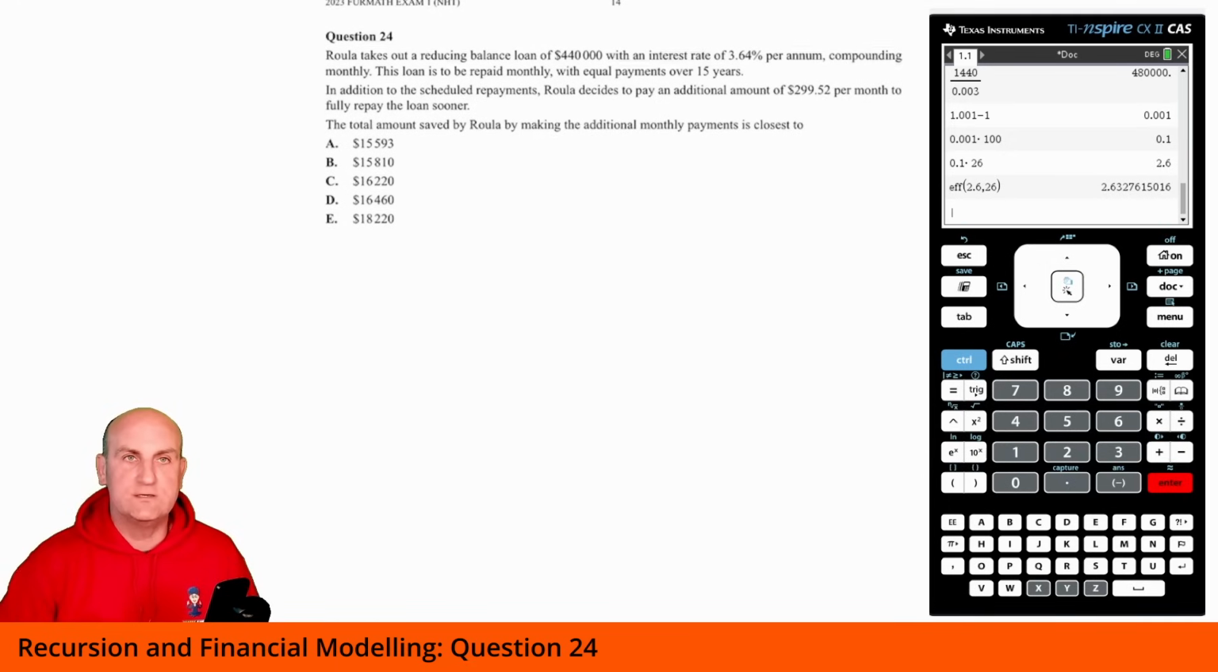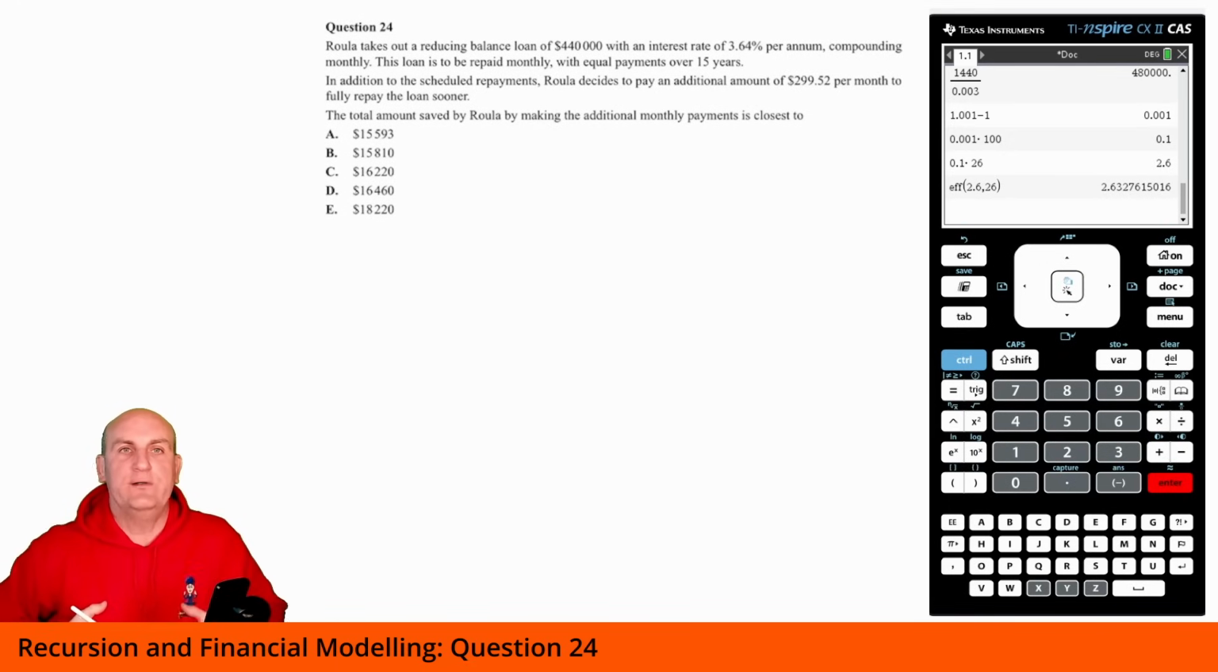Right, let's keep going. Question 24, ruler takes out a reducing balance loan of that with an interest rate of that per annum compounding monthly. This loan is to be repaid monthly with equal payments over 15 years. In addition to those scheduled repayments, ruler decides to pay an additional amount of that per month to fully repay the loan sooner. The total amount saved by ruler by making the additional monthly payments is... Right, this is basically a two-part question.